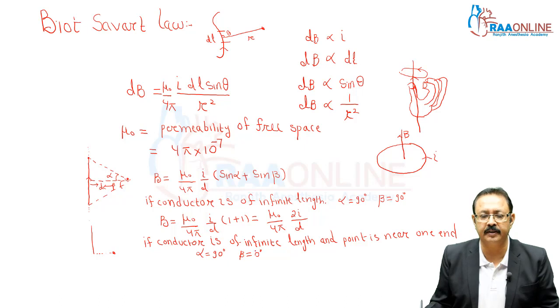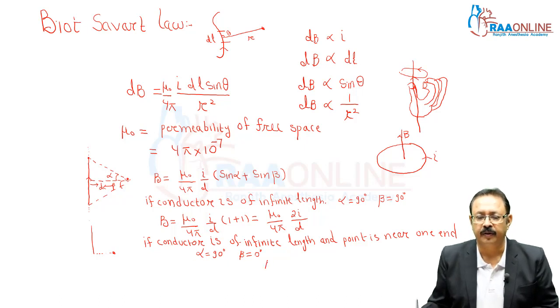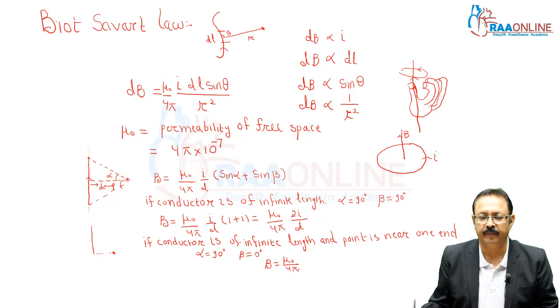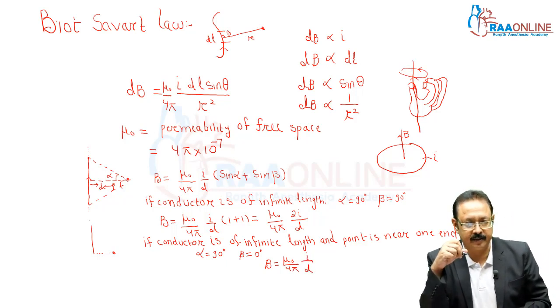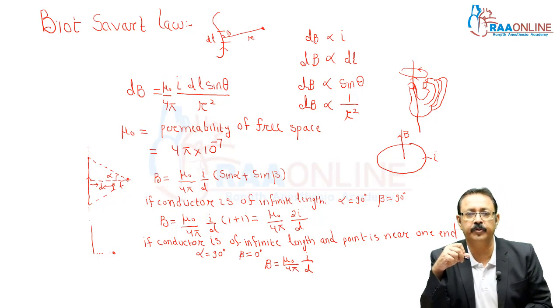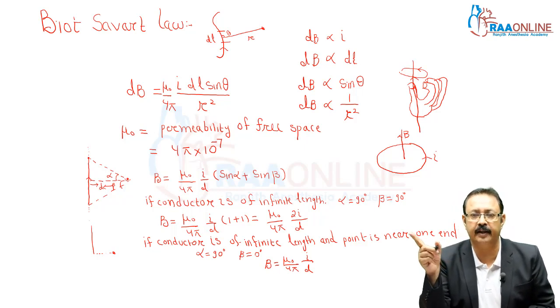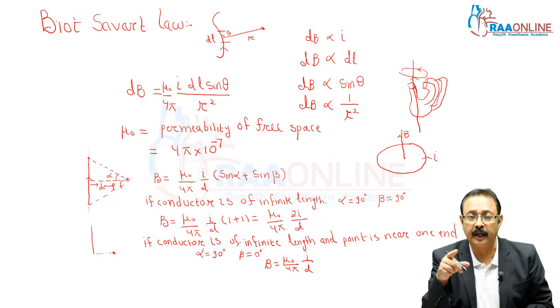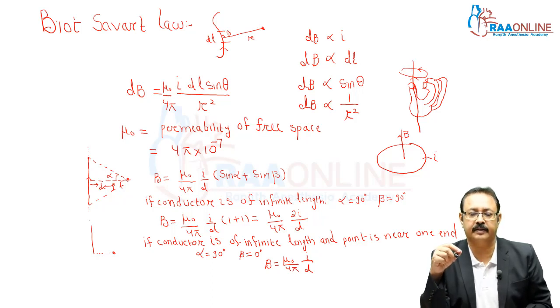So what should be the answer now? Now magnetic field should be, sin 0 is 0, 1 is 1. So you will get mu naught upon 4 pi I upon d. So remember all the cases. We have to use this type of cases in our calculation and in numericals.